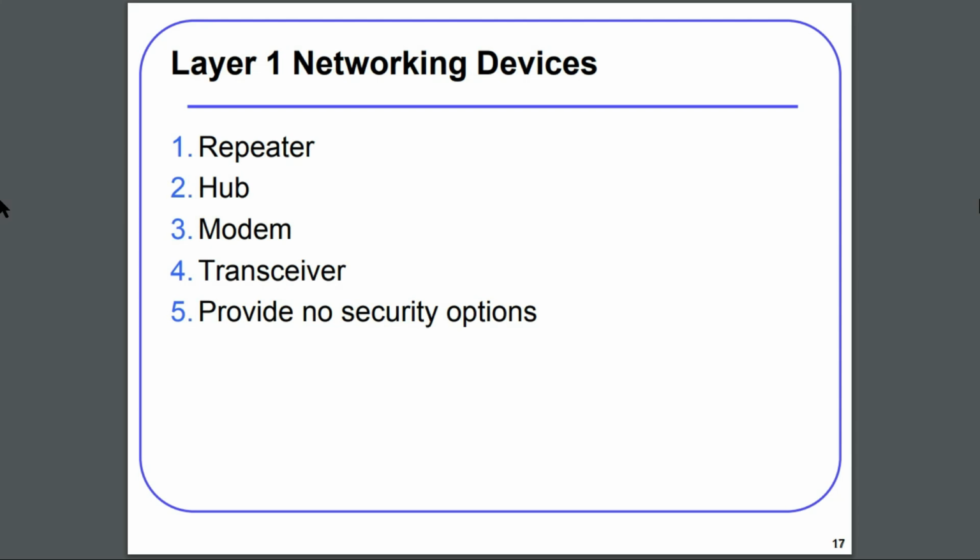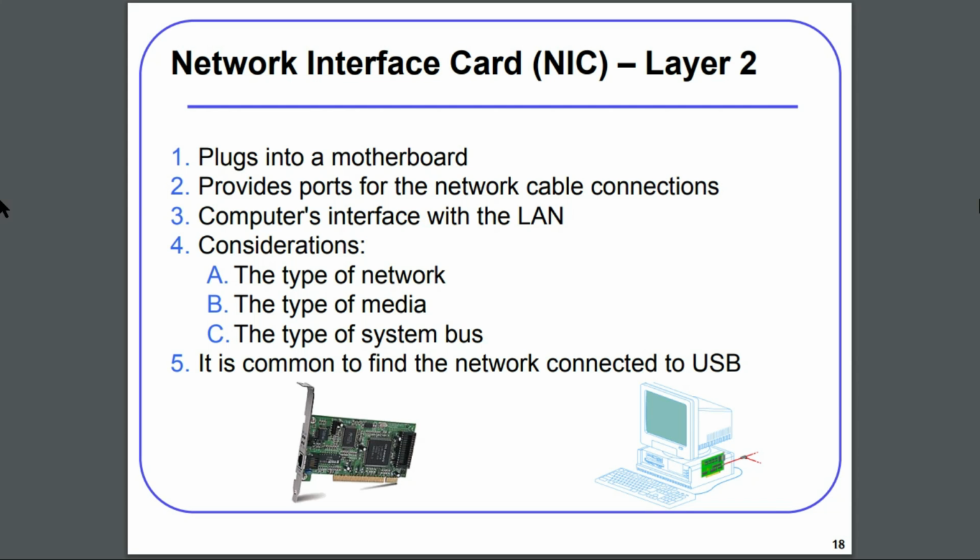Layer 1 has networking devices: repeaters, hubs, modems, and transmitters, which provide no security options. The network interface card belongs to layer 2. It plugs into a motherboard and provides ports for network cable connections, so computers interface with the LAN. Considerations are the type of network, the type of media, and the type of system bus. It is common to find a network connection over USB. As you can see on the left side of the picture, this is the network interface card. So let's move to the next slide.